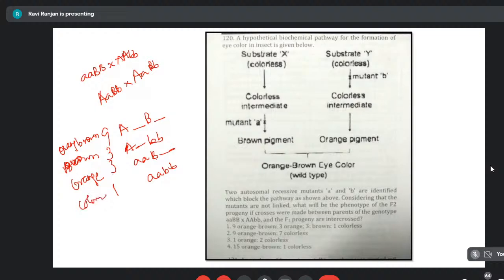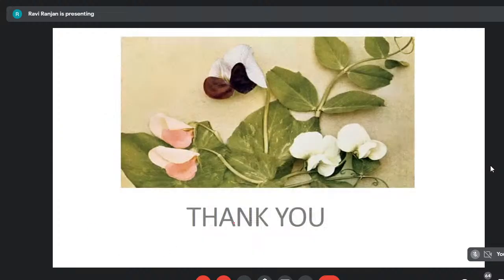So which is the right answer here? 9 orange-brown, 3 brown, 3 orange, and 1 colorless. So I think the first is the right answer. So this is the right answer.